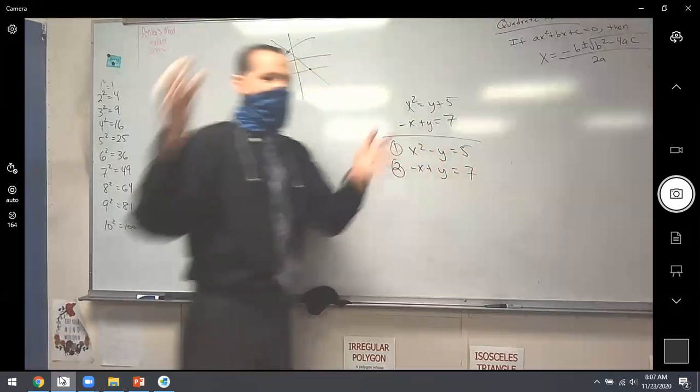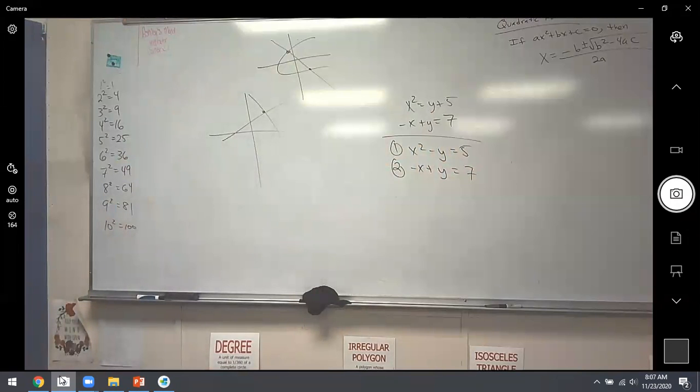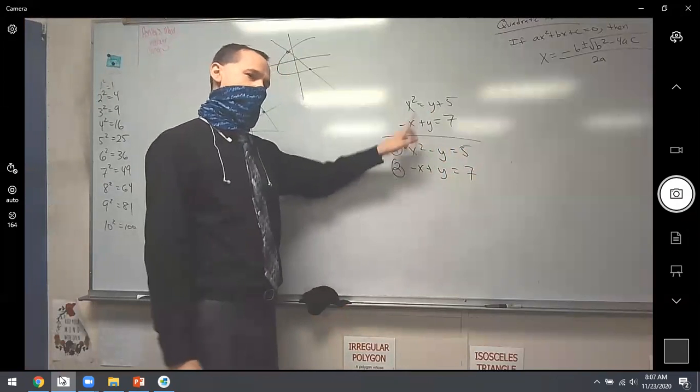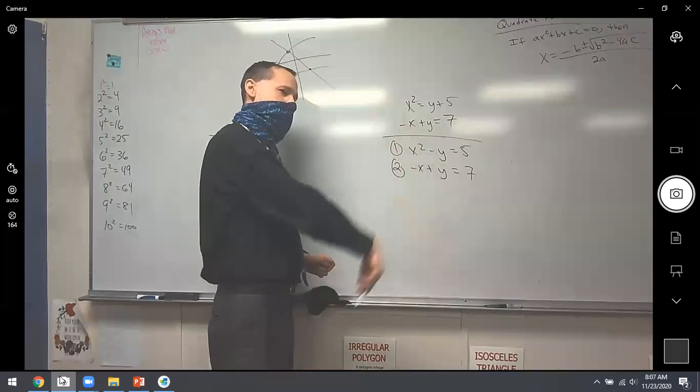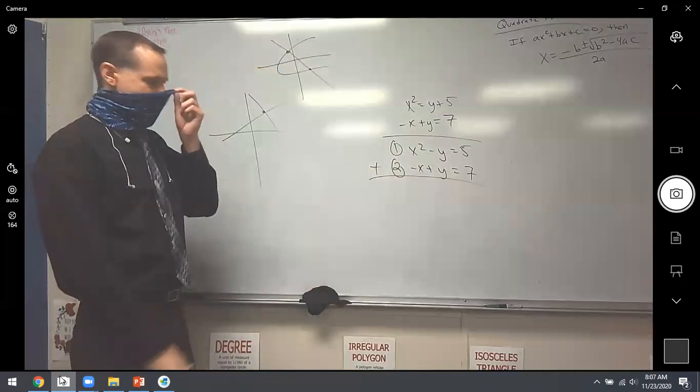And it's just good to have things lined up like this, looking the exact same. I got x's and y's on the left and numbers on the right. We're good. So since we're trying to eliminate the y's, would I add or subtract these equations? Add. Agreed. So I'm going to add these two things together.